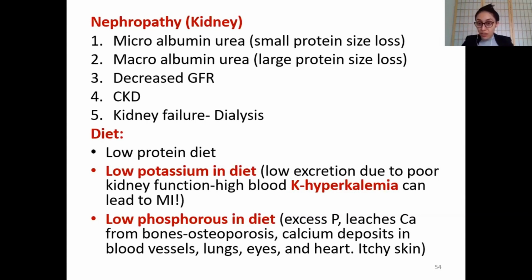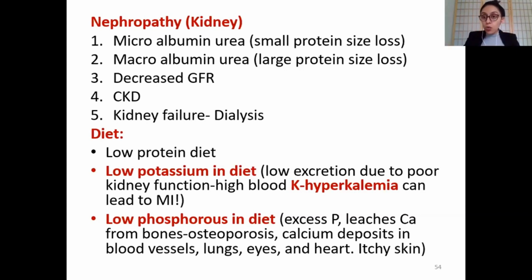So individuals with nephropathy are on a low protein diet, a low potassium diet, and even a low phosphorus diet. There are many other factors to consider in nephropathy when you are planning medical diets for these individuals. So yes, low phosphorus in the diet. Again, why? Because your body cannot throw out the excess phosphorus via urine. If you have excess phosphorus in the blood, what will happen? It will leach out calcium from the bones.